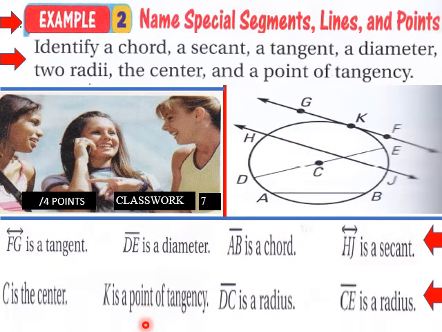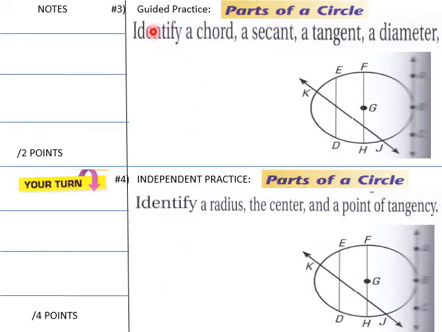Okay, and then C is the center, K is a point of tangency here, DC is a radius. And then CE is a radius too. So this from the center to this point here on the circle, that's a radius too. Okay, parts of a circle. Identify chord, secant, tangent, diameter. The same thing down here.